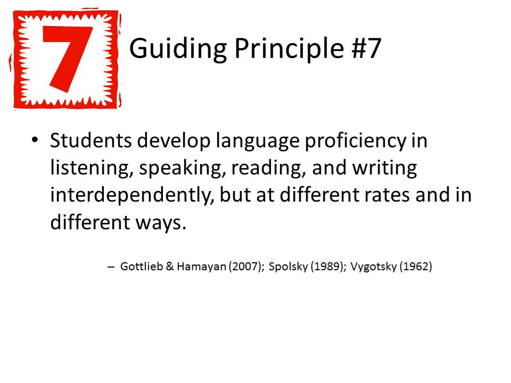The 7th guiding principle states that students develop language proficiency in listening, speaking, reading, and writing interdependently, but at different rates and in different ways. We'll go into a lot more detail on this later, but what we basically have here are the 4 domains of language. Each one develops concurrently and interdependently, but they can develop at different speeds and rates. Obviously, listening and speaking tend to come along faster, whereas reading and writing take much longer to develop full proficiency.